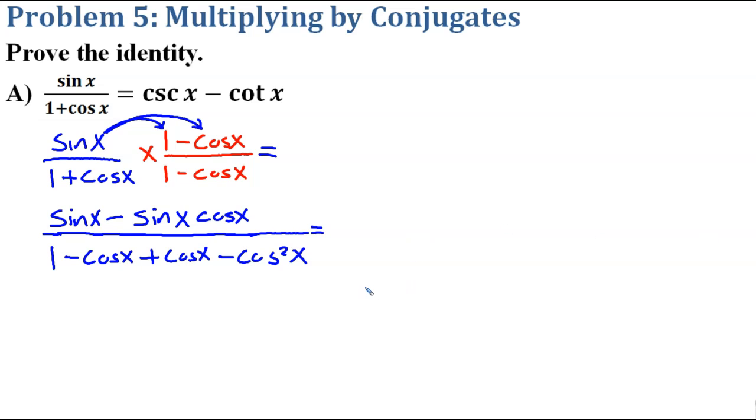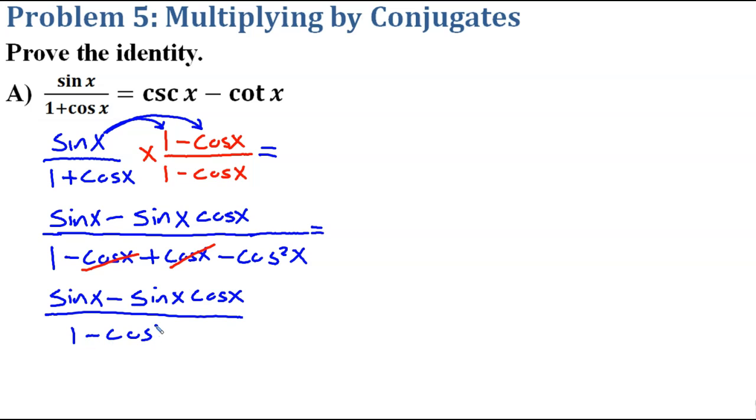Okay, and the reason we use the conjugate is things will cancel out, things will clean up. The inner and the outer multiplications from FOIL will always go away. So notice I have a positive cosine and a negative cosine, which will cancel. So that gives me sine x minus sine x cosine x over 1 minus cosine squared x. And obviously you could skip directly to this step just by canceling as you go.